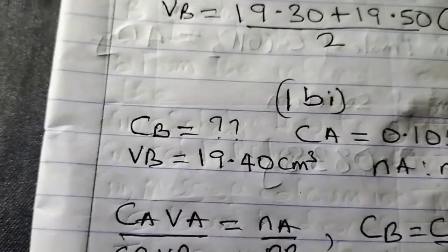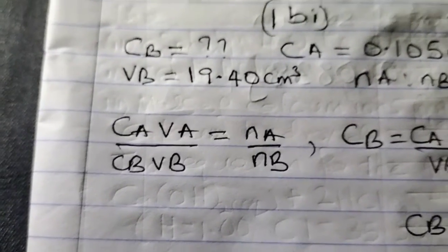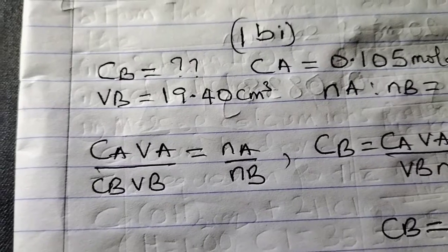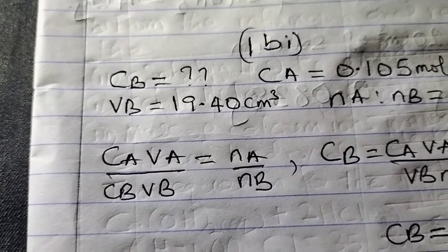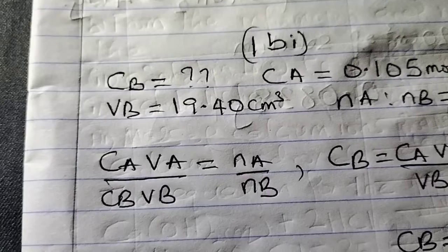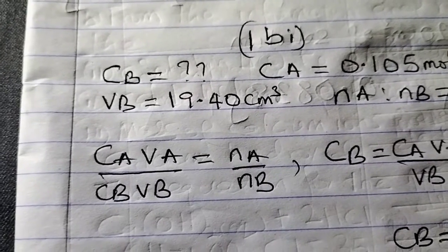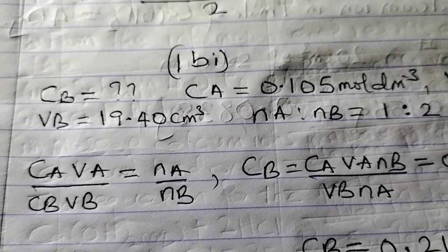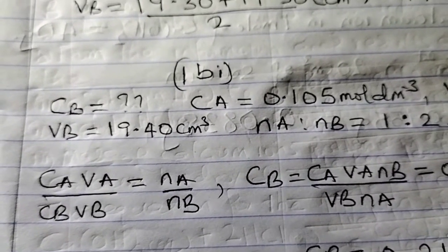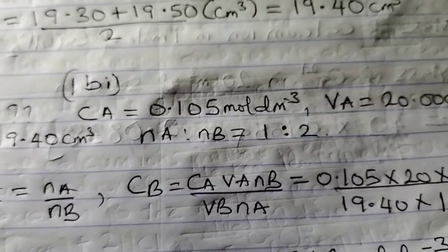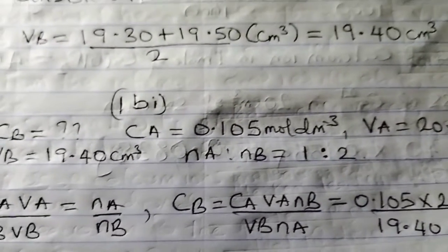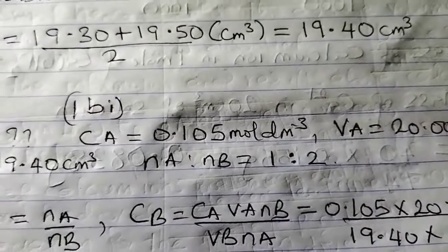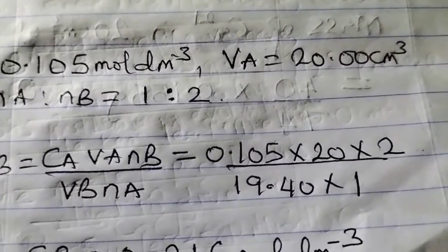So we're looking for our CB. We apply the titration general equation that connects moles to concentration: CA times VA all over CB times VB equal to NA over NB. We'll now make CB the subject by multiplying. CB now becomes equal to CA times VA times NB all over VB times NA. We make a substitution. The value of our CA is 0.0105. We bring it down there. The value of our VA is 20. We bring it down there for substitution.